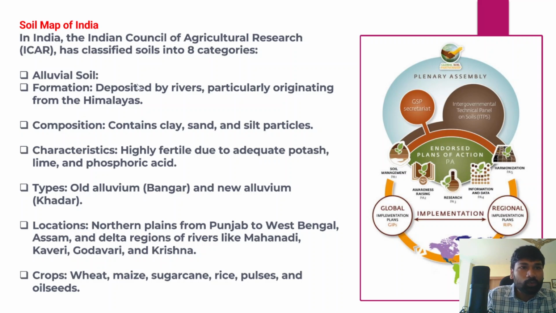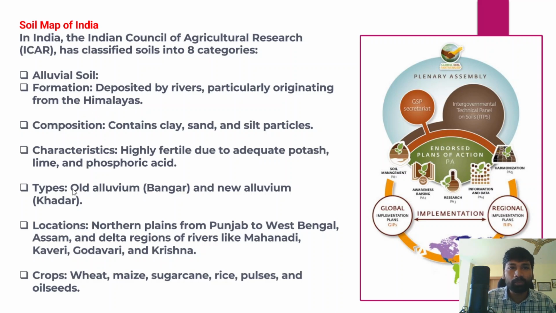When we talk about these alluvial soils, how are they formed and where are they located? When we talk about their formation, they are deposited by rivers, particularly those originating from the Himalayas. The Himalayan rivers, for example the Ganga, Indus and Brahmaputra, carry sediments into the plains, the alluvial plains. So they are deposited by rivers, particularly originating from the Himalayas.